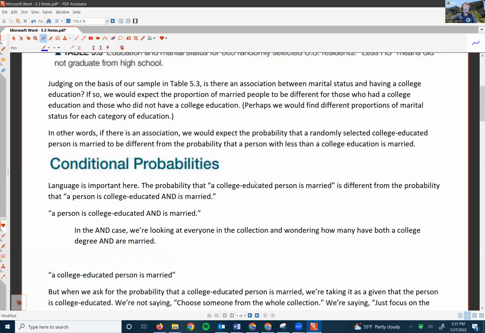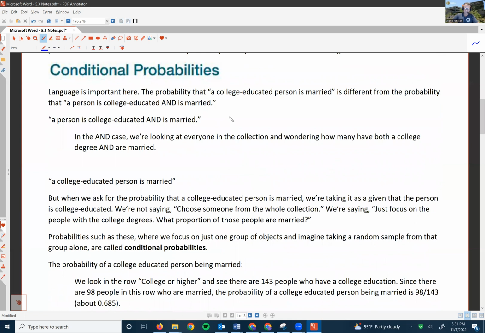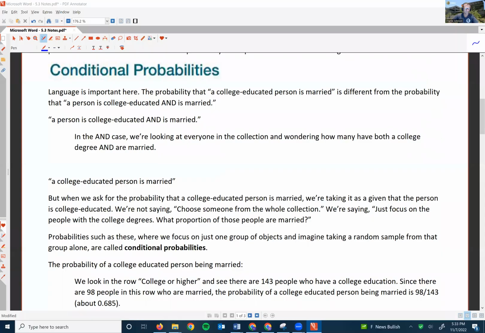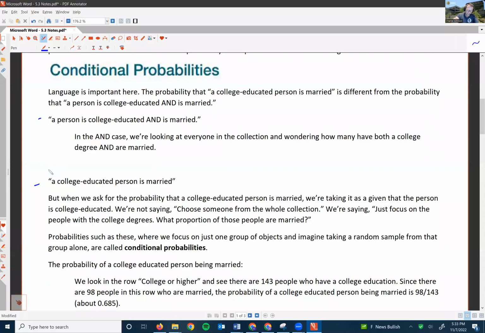So we're getting into what are called conditional probabilities. And the language is important here. The probability that a college educated person is married is different from the probability that a person is college educated and is married. So let's break down each of these separately.